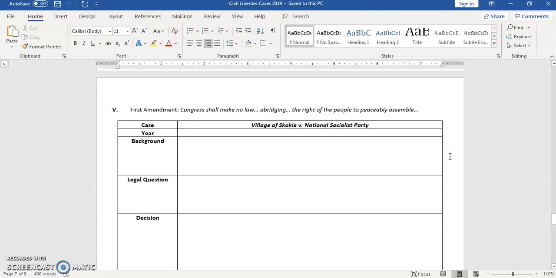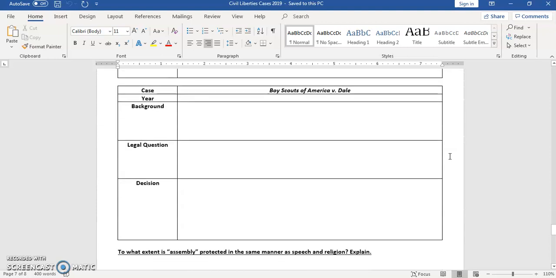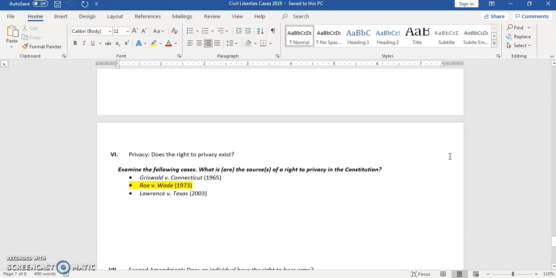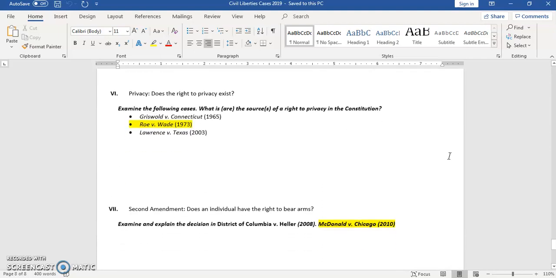Freedom of Assembly, so Village of Skokie v. National Socialist Party, Boy Scouts of America v. Dale, and then on the back, a couple other cases relating to other individual rights, like the right to privacy, the right to own a firearm. So additional cases like Griswold v. Connecticut, Lawrence v. Texas, District of Columbia v. Heller. The ones that are highlighted are the required cases.